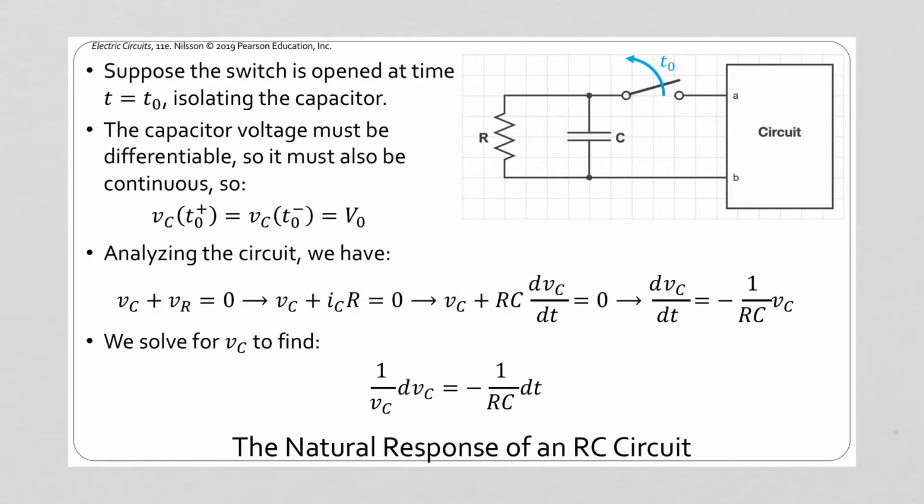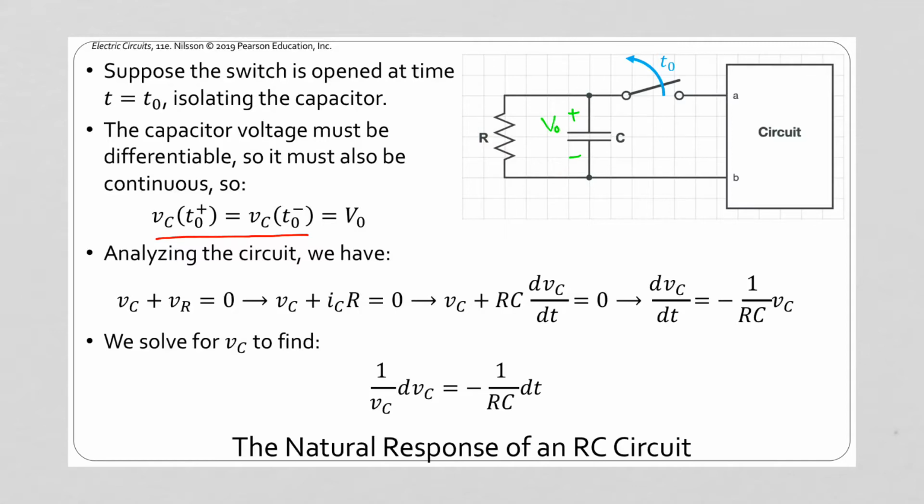The voltage across a capacitor has to be differentiable, which means it has to be continuous. So the voltage before one instant has to be the same as the voltage after one instant. So if we look at the instant t0, when the switch is opened, isolating the capacitor from its charging circuit, the voltage across this capacitor was V0, the initial voltage. If we open the switch, the capacitor is no longer being charged by the circuit, but the capacitor voltage in that instant just before the switch is opened and just after the switch is opened has to be continuous, and so the starting voltage of the capacitor is still V0 now that the capacitor is isolated from its source and is going to discharge across this resistor.